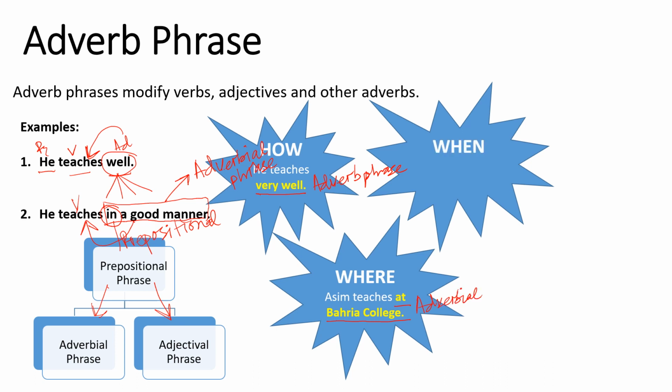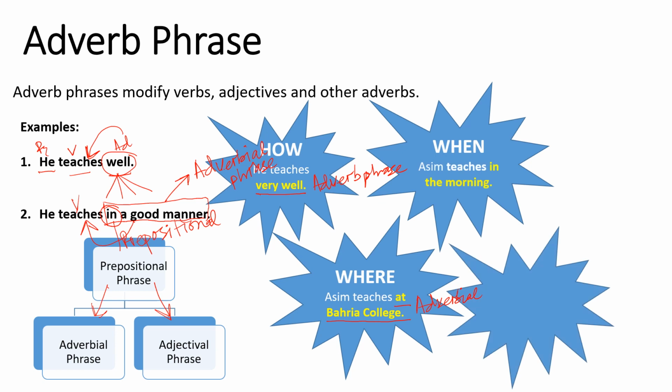Adverb or adverbial phrases also give you information about when the action takes place. For example, Asim teaches in the morning. So when does Asim teach? In the morning. So in the morning is again an adverbial phrase. And they can also give you an answer of why, right? For example, Asim teaches to earn money. Now, what is the reason why Asim teaches? To earn money. So this infinitive phrase, as it starts with a to infinitive, is acting like an adverb, so it would be an adverbial phrase.